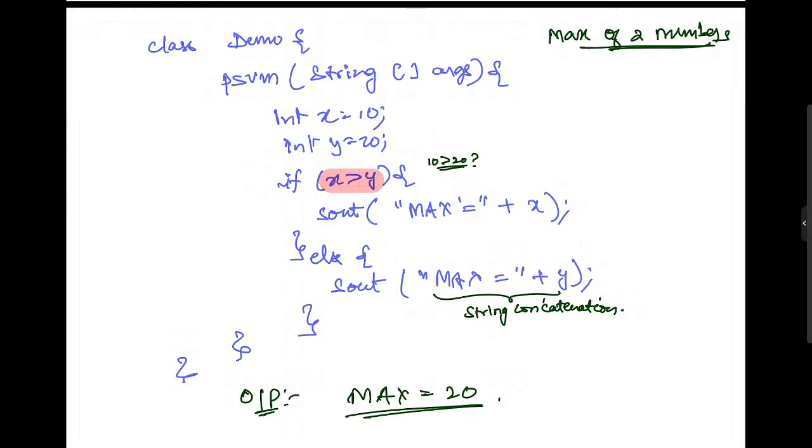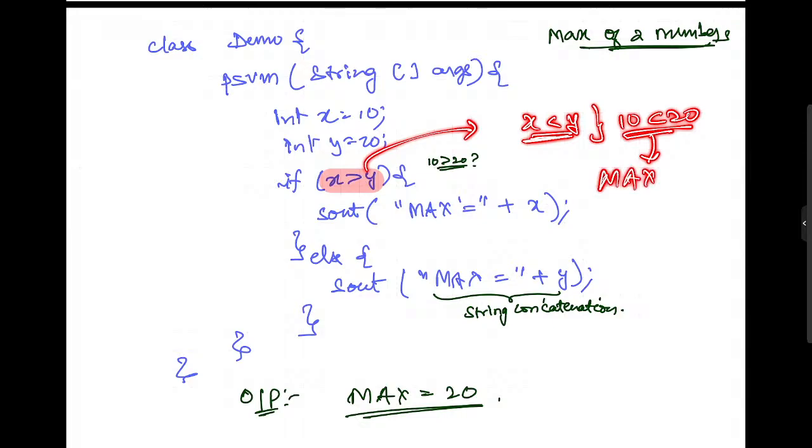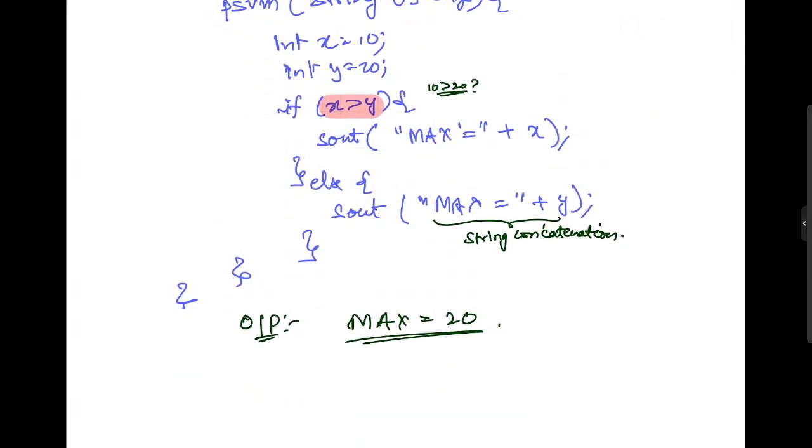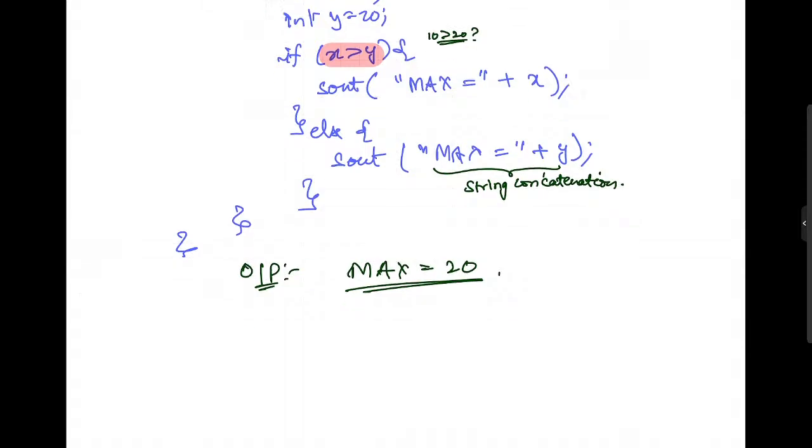If I had another condition here, if I had x less than y, since 10 is less than 20, I would have printed max equal to 10. This statement would get printed. Cool? Got it? Simple. Now let's move on.